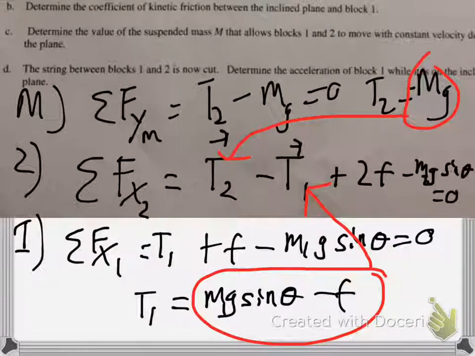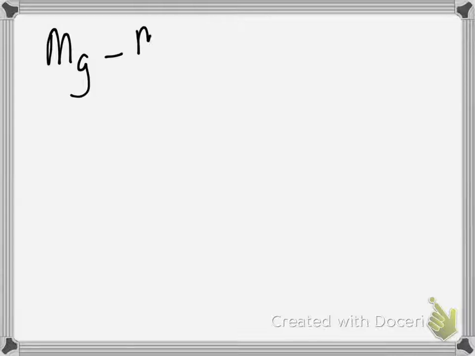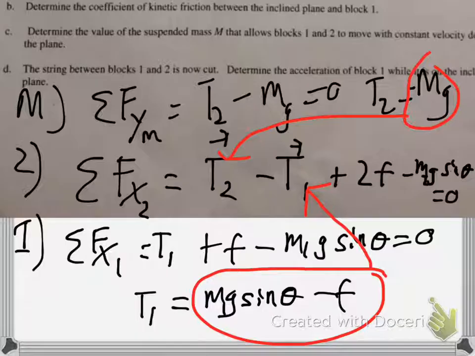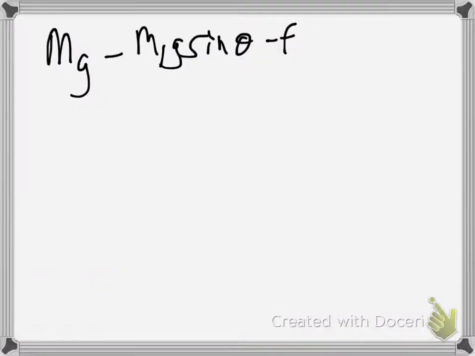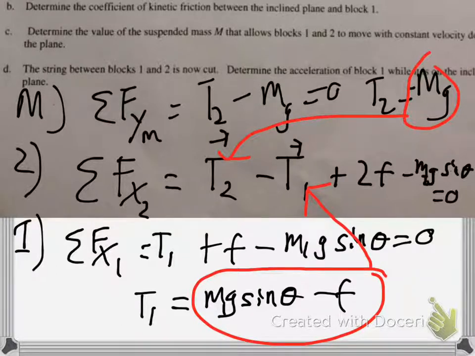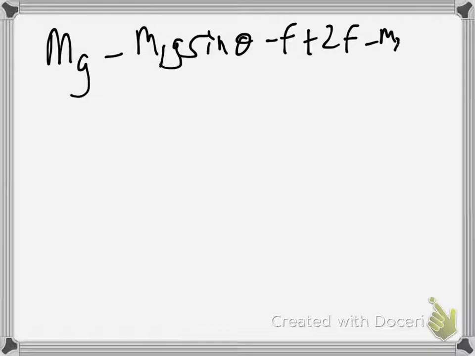Okay, so we have capital M, G. Going back, now we have minus T1. T1 is equal to M1G sine theta minus F. Then we have plus 2F minus M2 G sine theta is equal to 0. Alright, but we're not done yet.